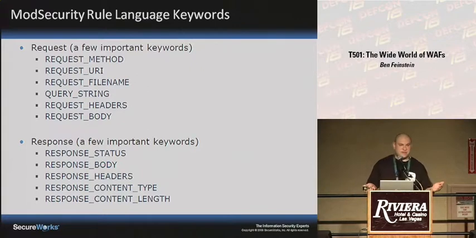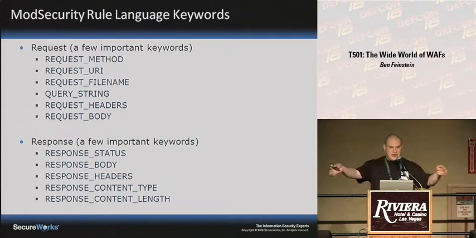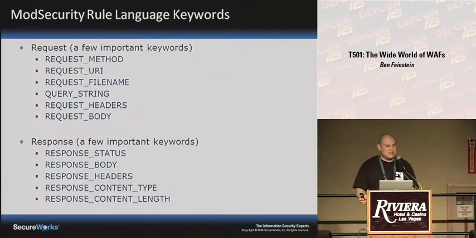You've got your query string, which would be the stuff after the question mark. Var equals value and var2 equals value, those kind of things. You could match against request headers, either the presence or absence of a header, the number of headers, the value of particular headers. And you could also match against the request body. So, it's a post, and you want to look at the URL form encoded content in that request body. So you can match on it with that keyword.